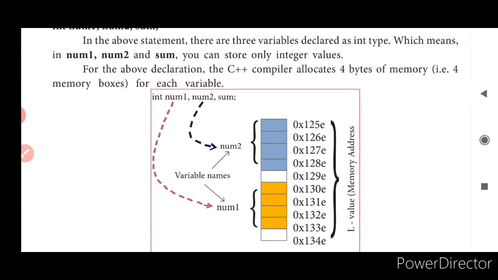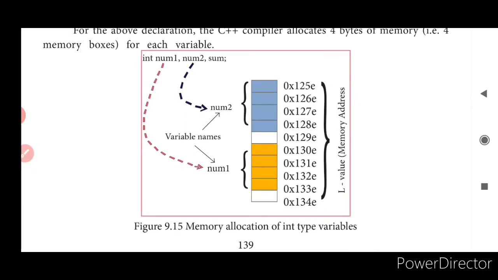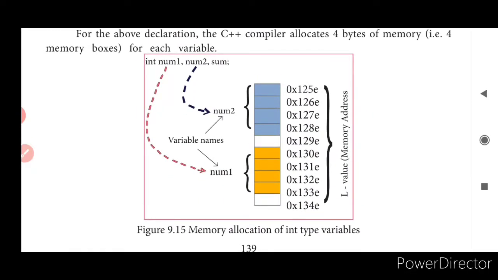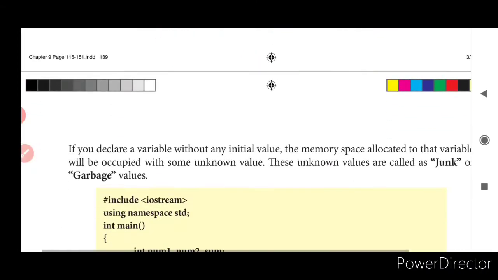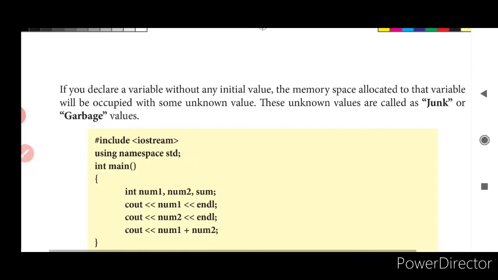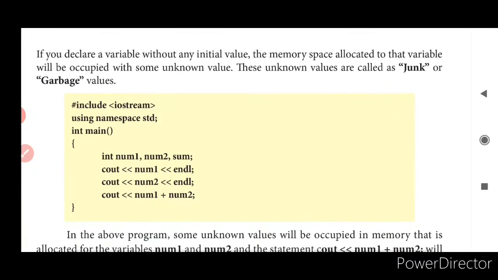Now let us take this: int num1, num2, sum. Memory space will be allocated as we declare a variable. For num1, 4 bytes will be created. For num2, 4 bytes will be created. As well, for sum also 4 spaces will be created. This is how memory space will be allocated for each and every variable. Now let us see what is meant by garbage values.